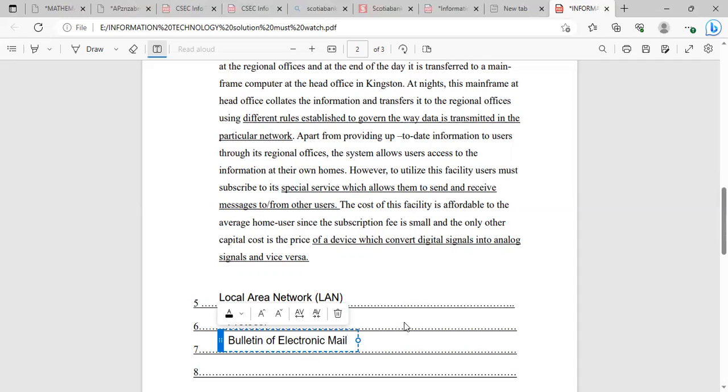All right, let's look at the last one now. And they say the fee is small and other capital costs of a device which converts digital signal into analog, and that would be the modem.